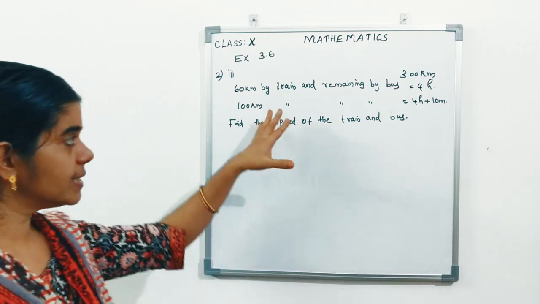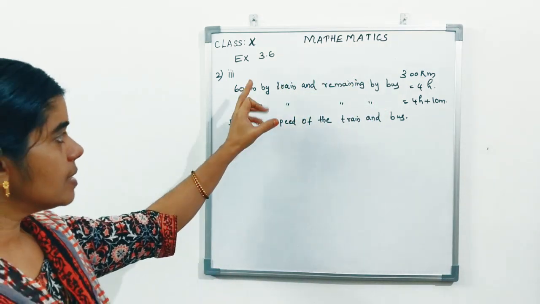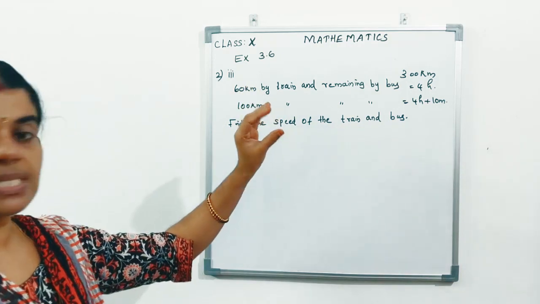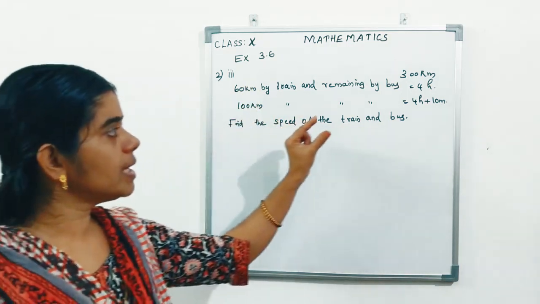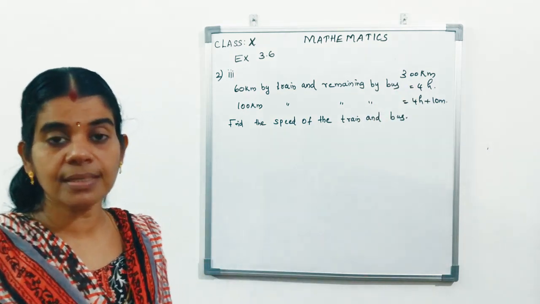All of you listen here. A person is traveling a total of 300 kilometers. In the first case, he travels 60 kilometers by train and the remaining by bus. He takes 4 hours to complete the journey.